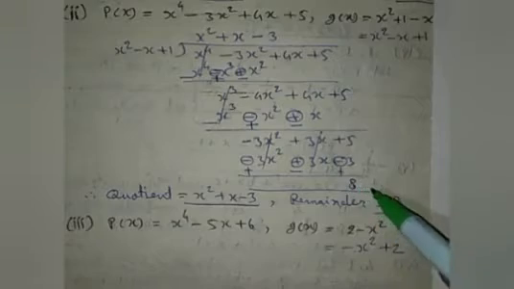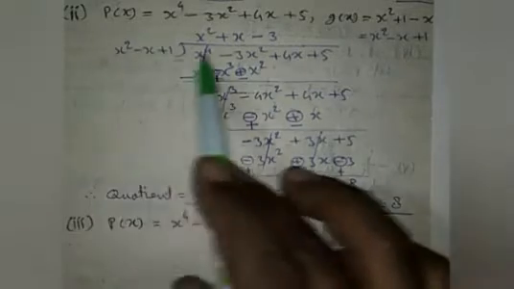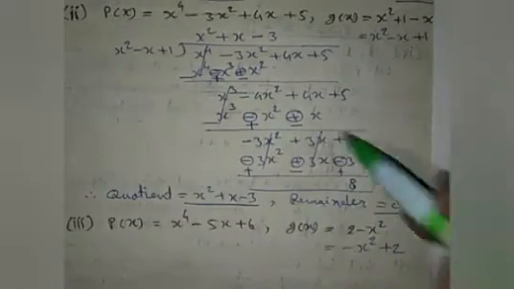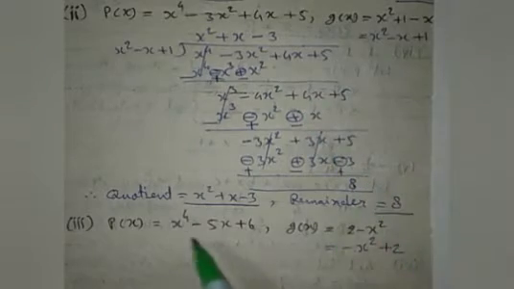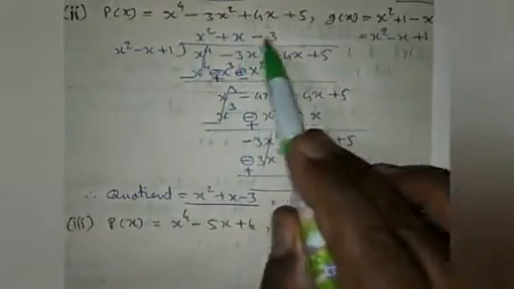So here there is no term of x, so the table will not go up. So here the process is stopped. So here the quotient is x square plus x minus 3, and the remainder is 8.